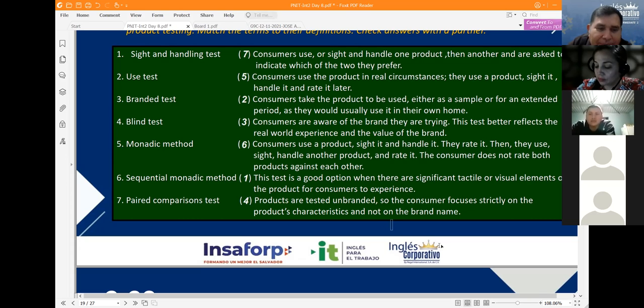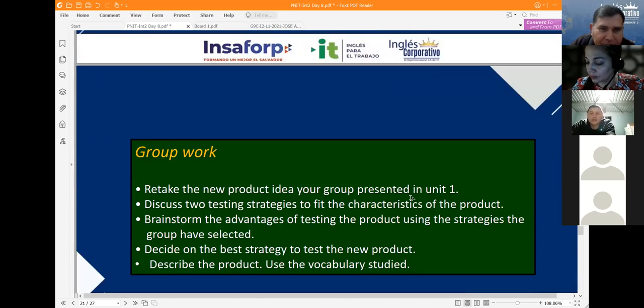Products are tested unbranded, means you don't see if they are Sony, if they are Nokia, if they are Huawei, or if they are Samsung or whatever. You just test them unbranded. So the consumer focuses strictly on the product's characteristics and not on the brand name. That is the blind test. Blind because you don't know what brand you are testing. Okay, excellent. Very good. Let's move on.